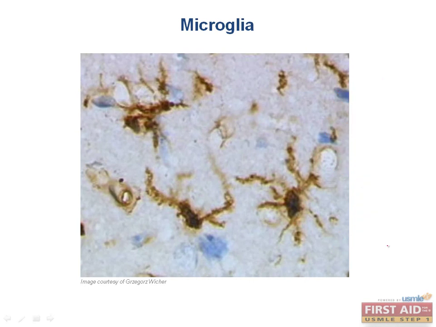The activity of microglia has been shown to be involved to some extent in the formation of beta amyloid plaques, which are seen in what major neurodegenerative disease? The answer here is Alzheimer's disease.